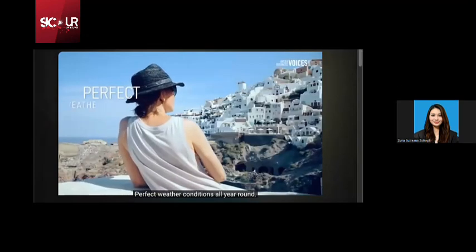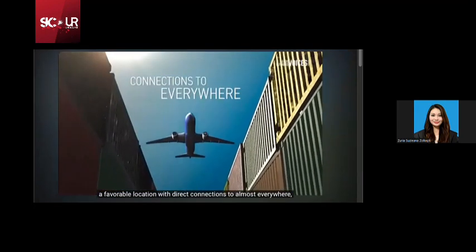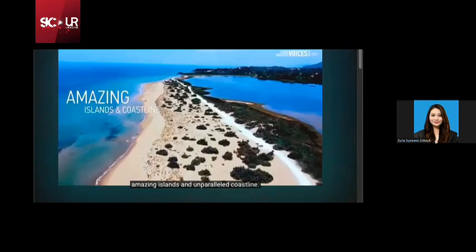Perfect weather conditions all year round, a favorable location with direct connections to almost everywhere, amazing islands, and this is unparalleled coastline. Great tourism attracting friendly FDI.